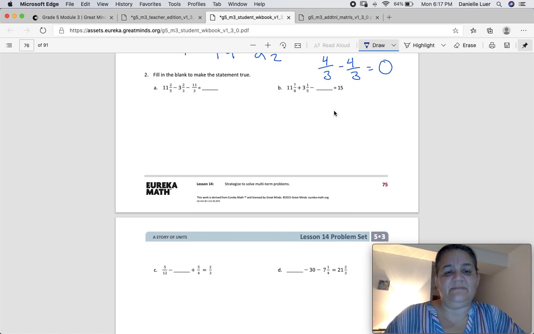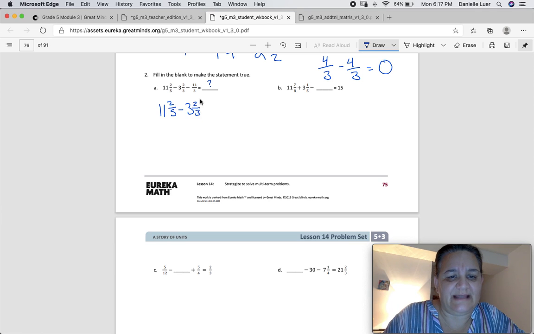Fill in the blank to make this statement true. So we want to figure out what is that. Okay, well, let's see what we can do here. 11 2/5 minus 3 2/3. And I think I'm just going to go ahead and do this problem first. Although I see thirds and thirds here, maybe you would prefer to do that. We can do that. That seems like it would be more in theme with what we've been doing.